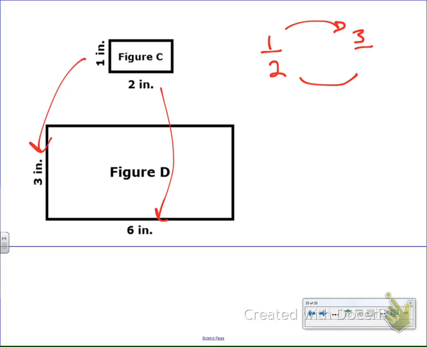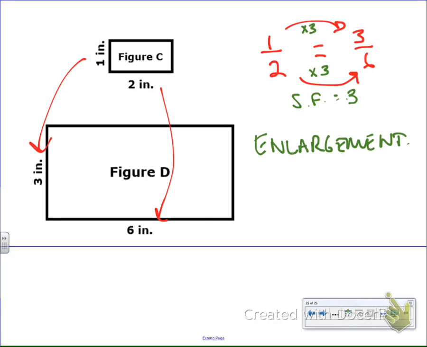2 over to 6. So when I set this up, now I'm looking for my scale factor, and I'm saying, well, what did I do? I did 1 times 3, and I did 2 times 3. So notice here, my scale factor of 3 this time is greater than 1. So for an enlargement, our scale factor is going to be greater than 1. Because that's going to make our shape get bigger.